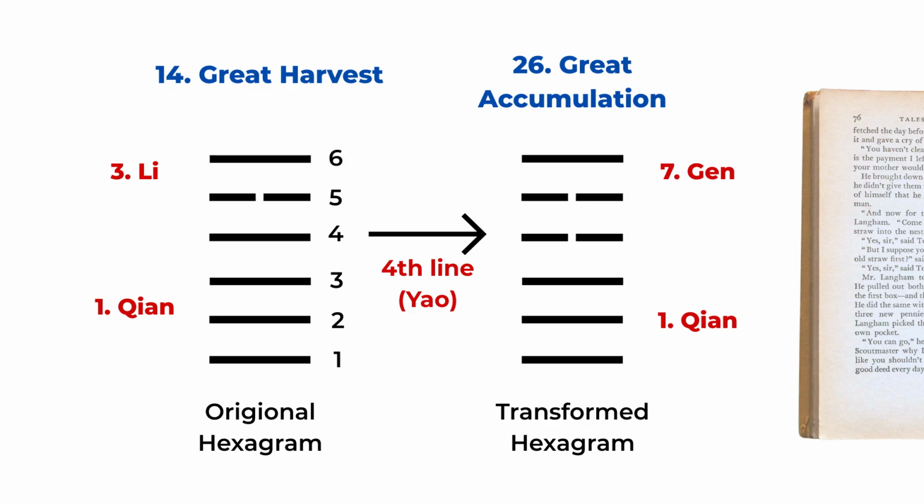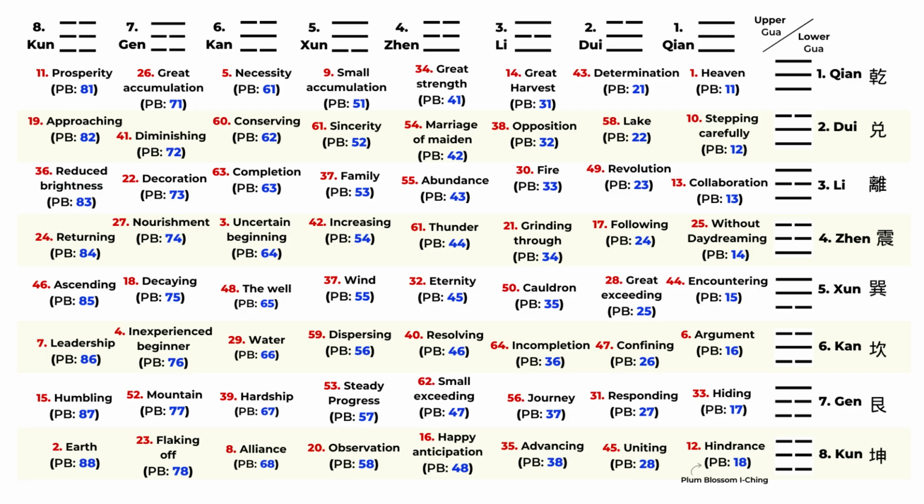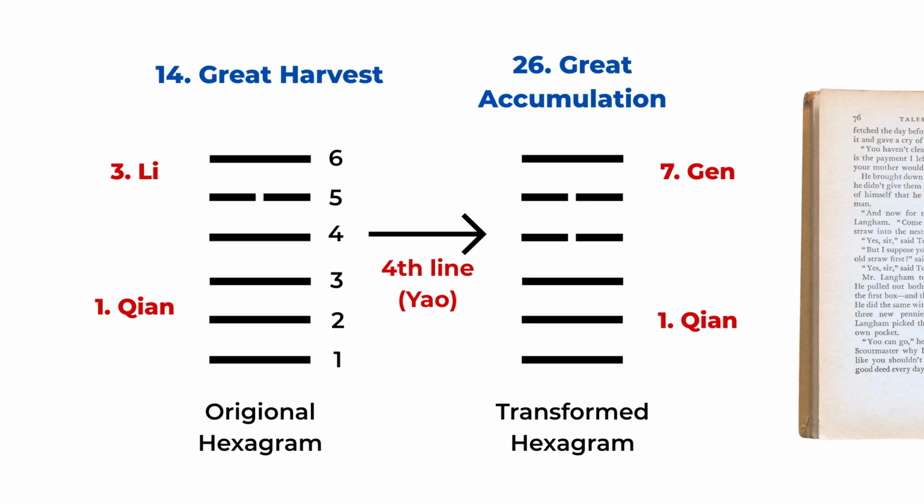So the original hexagram, after you check the chart, you can see it's number 14, Great Harvest. And after the changing of the fourth line, the yang becomes yin, and the new hexagram is number 26. It's called Great Accumulation. So this is a very straightforward method to cast the I Ching hexagram.